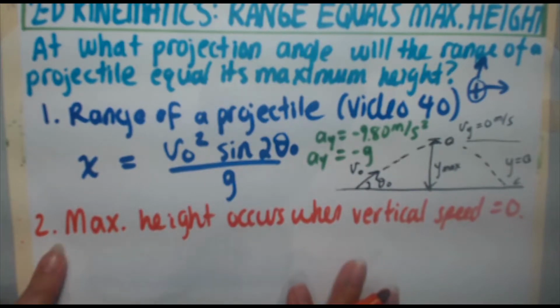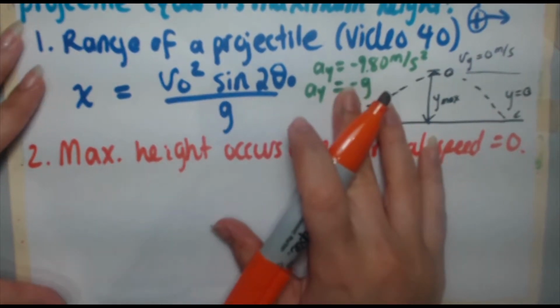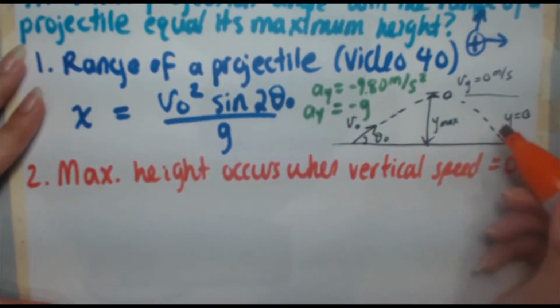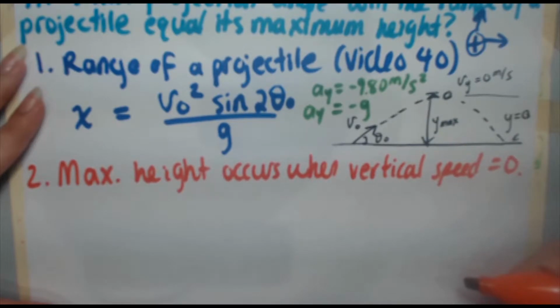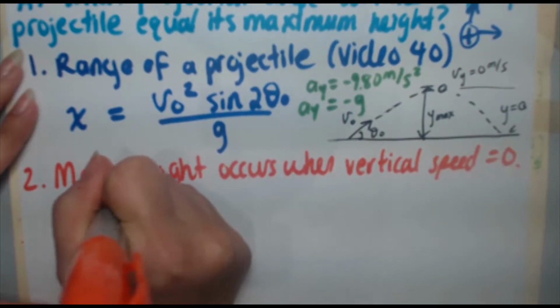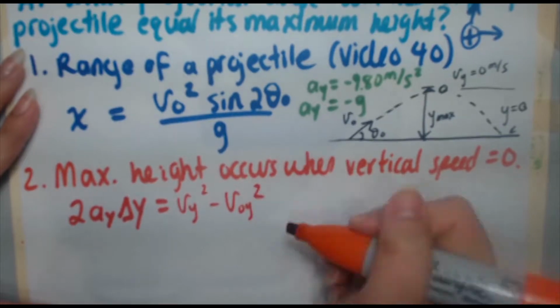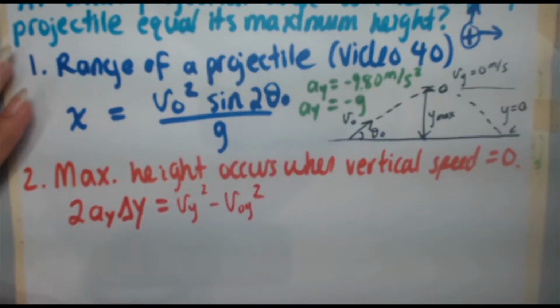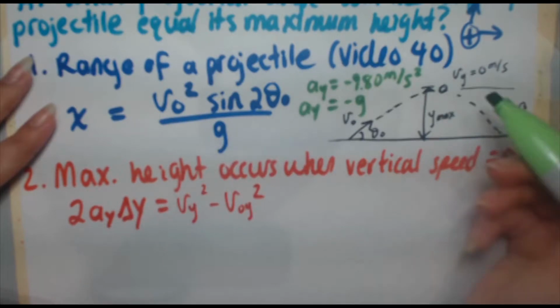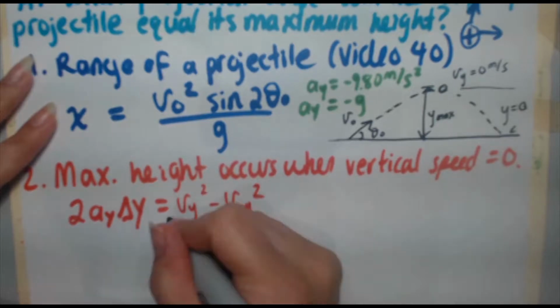All right, so we're trying to find an expression for the maximum height when vertical speed is 0. We know acceleration, we know the initial height, we're looking for the max height, we know the final y speed is going to be 0, so why don't we use an expression that involves all of those things? And this is the one. 2ay delta y is equal to vy squared minus v naught y squared. Now we just established that vy is going to be 0 at the top, so you can go ahead and set that equal to 0.